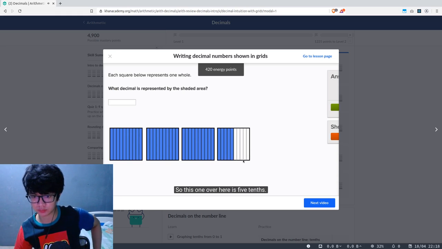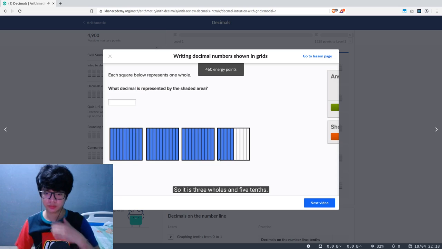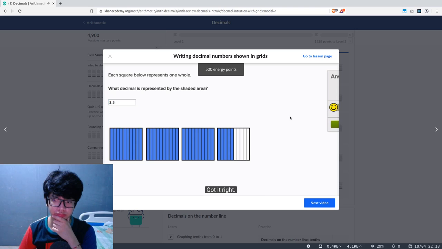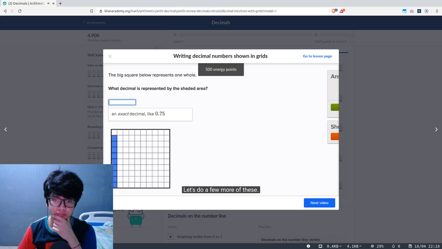So this one over here is 5/10. So it is 3 wholes and 5/10. So it's going to be 3 wholes, and in the tenths place, we would put 5. 3.5, 3 wholes and 5/10. We can check our answer. Got it right. Let's do a few more of these.